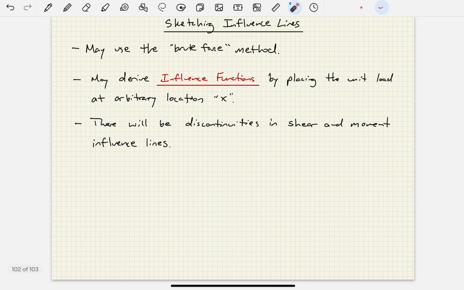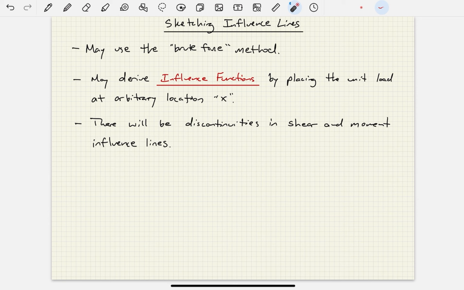So how do we sketch influence lines? Well, we can do it a couple of ways. One way is what's called the brute force method. That's where we use method of sections over and over again to calculate a load effect of interest, based on the moving load being at several specific locations all along your system. We used the brute force method when we sketched influence lines for trusses, okay?